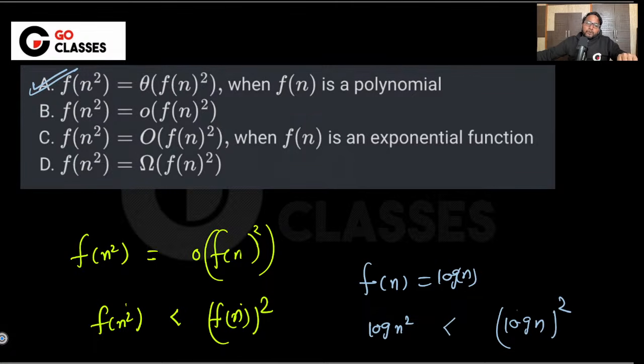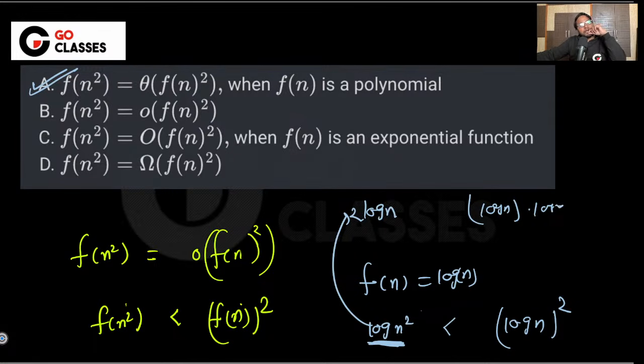But can you think about any other function? If you're taking log n, then it is coming out to be log n whole square, which is log n into log n. Then obviously log n whole square is greater, so it seems like it is greater. But is this always greater? Can you think of any function where it is not greater? Just think about it. Can there be any function where this B can be false?